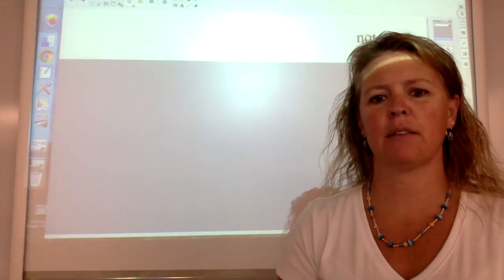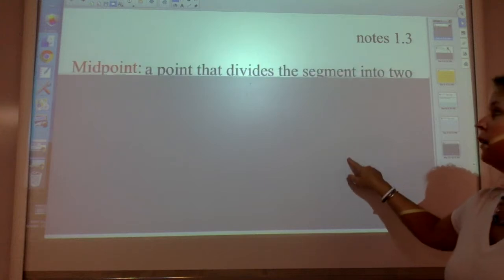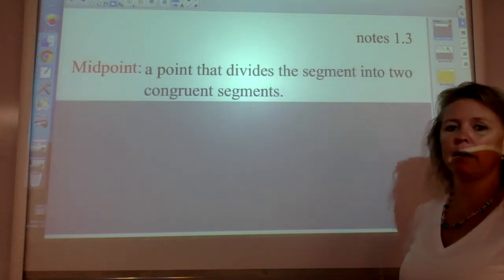Geometry notes, section 1.3. Some more vocabulary, all of chapter 1. Midpoint is something you might already know.